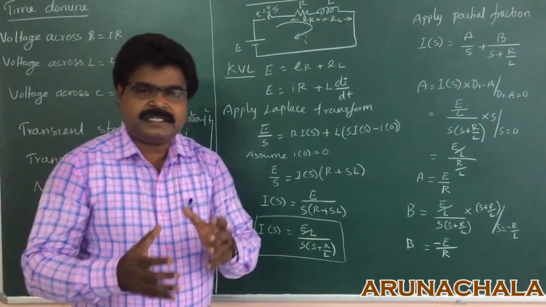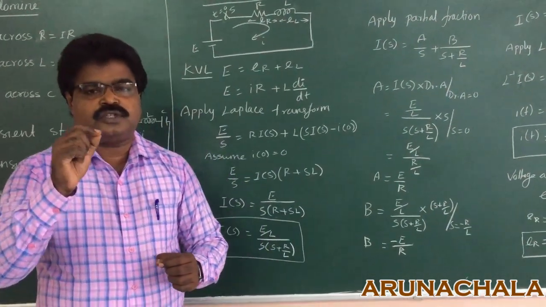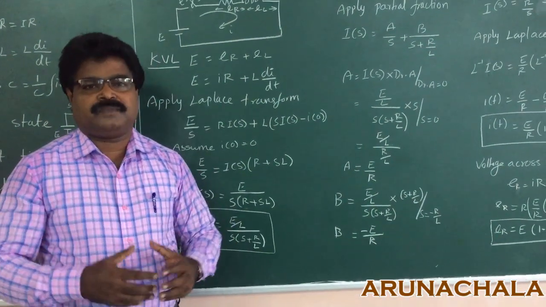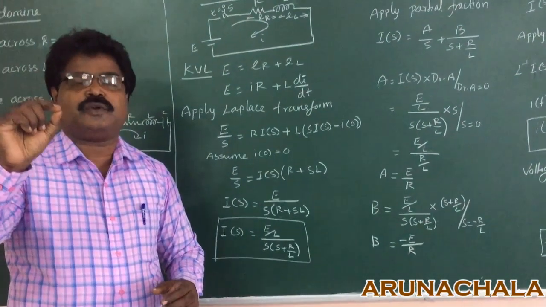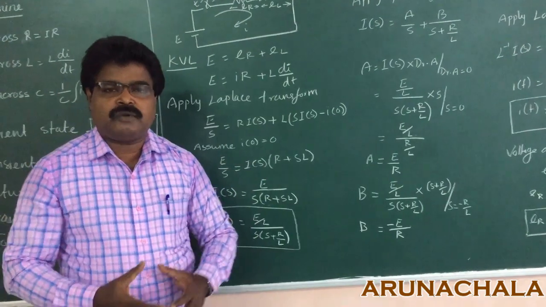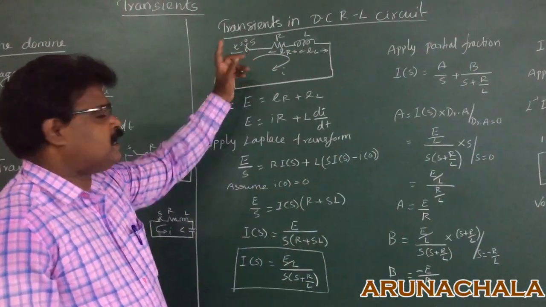So actually the inductor is an energy storing device. Sometimes before the switch is switched on, the inductor contains some energy. Due to that there is a current flow. So that current is I of 0, the initial current in the inductor. So how will the initial current come? Already stored energy. We are closing the switch at t equal to 0.